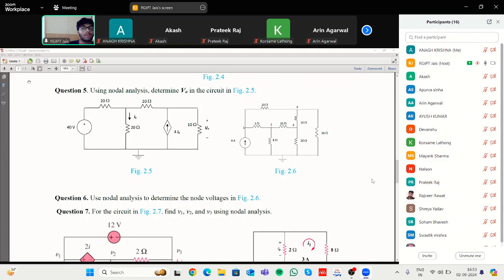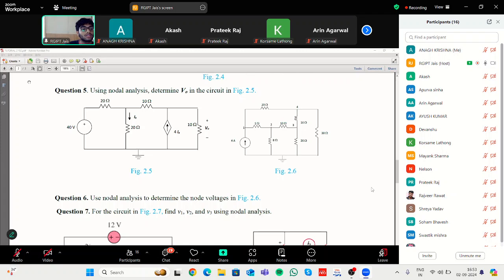I only see 4 to 5 people in every class speaking. Rajveer, Arin, Ayush, and Akash. That's it.